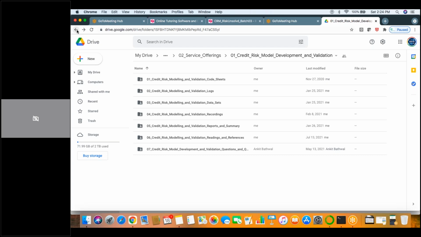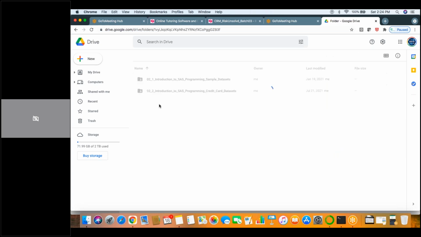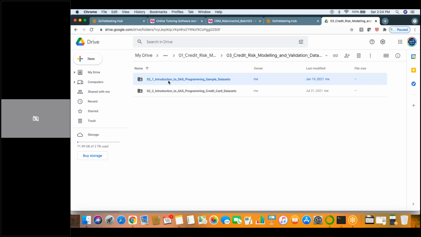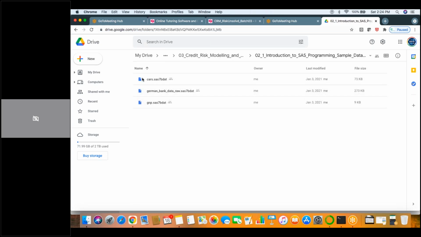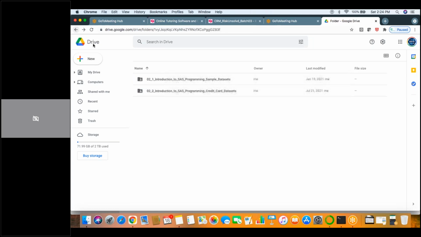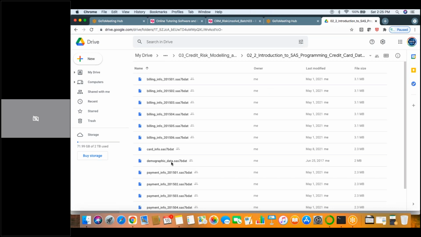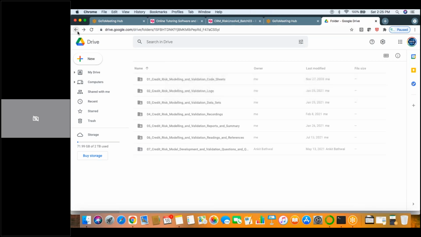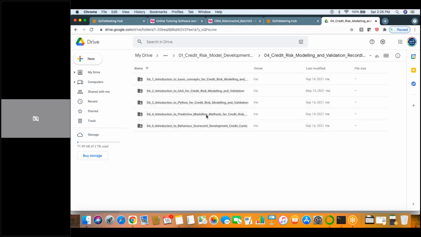Similarly, over here you will have the data sets. I'm still in the process of doing it, but the initial data sets are here. You can take them and start practicing. The code sheets are there, and all the data sets in SAS format are saved here. I will be walking you through which data sets to use, when to use, what to use, and so on. Now the best part to start off with is where all your videos are saved.